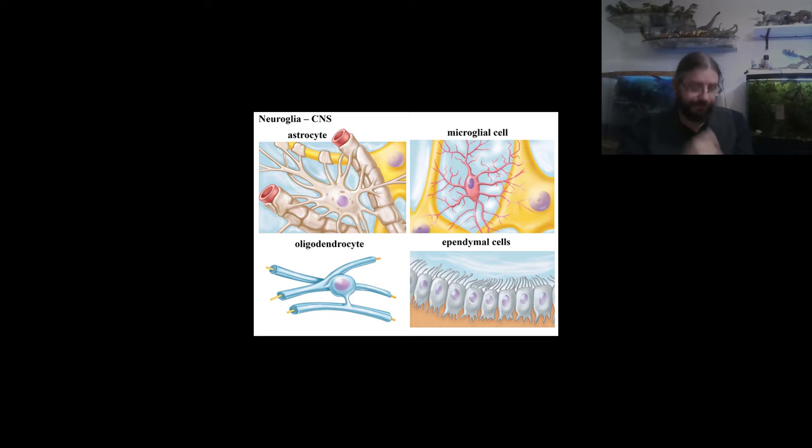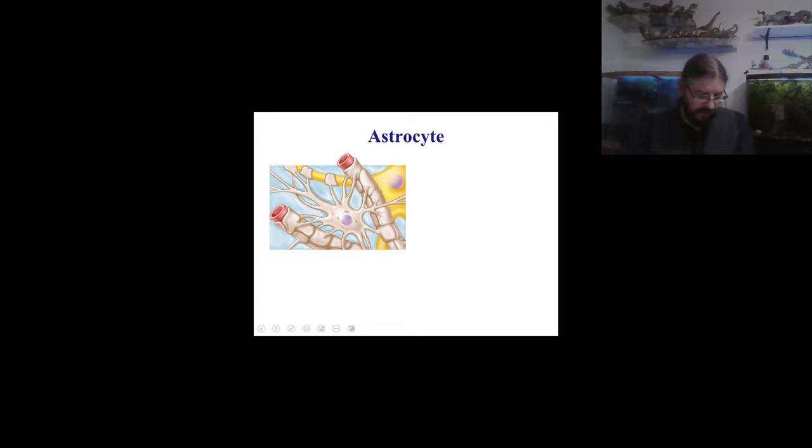All right, now let's talk about neuroglia. These are the non-nerve cells that support the central nervous system. And then there's two neuroglia worth mentioning in the peripheral nervous system. So in the central nervous system, we have the astrocytes, the oligodendrocytes, the microglial cells, and the ependymal cells. Let's just pop over to the astrocytes. We'll go back in a moment, but let's just keep ourselves on a trajectory here.